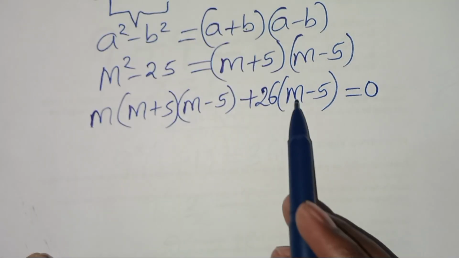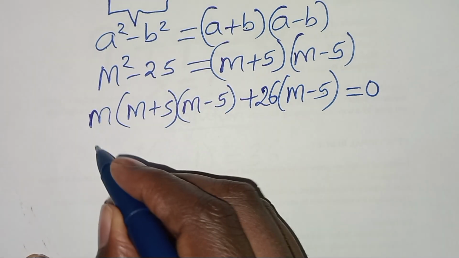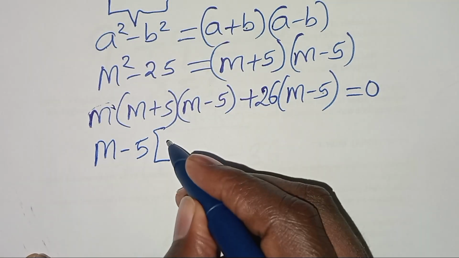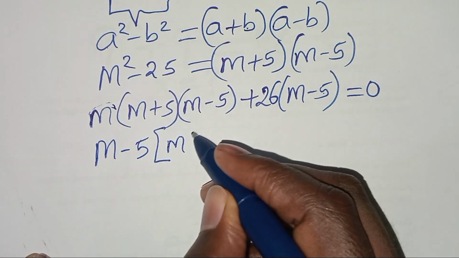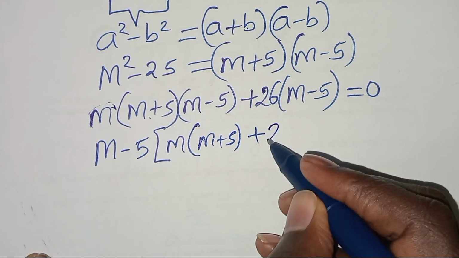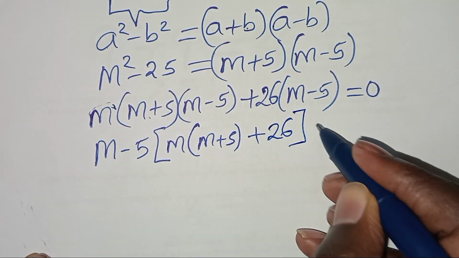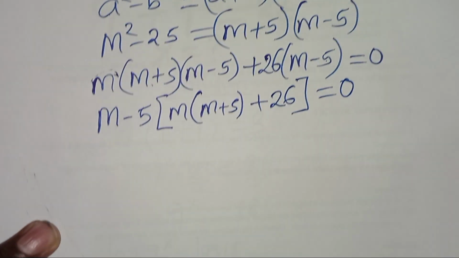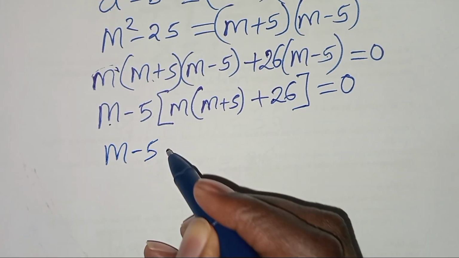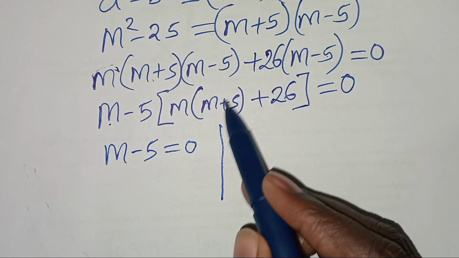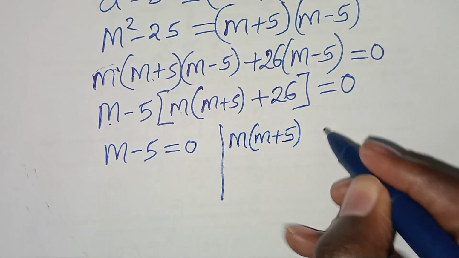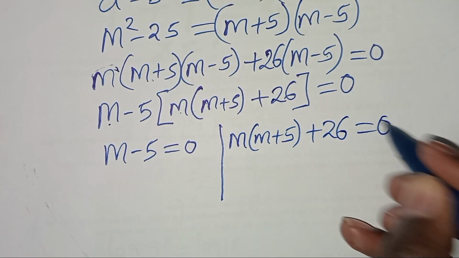Now, m minus 5 is common, so we can factor out m minus 5. Inside the parentheses we'll have m plus 5, plus 26, close the bracket, equal to 0. Now we have two parts. The first part is m minus 5 equal to 0, and the second part is m plus 5 plus 26 equal to 0.